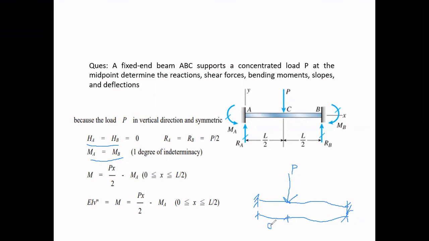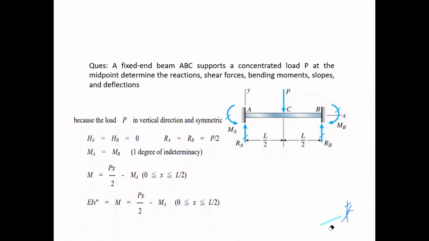then this distance would have been, say, A, and this would have been B. Then, in this case, this MA will not be equal to MB, because the moment at this part will be different from the moment in this part. So also HA will not be equal to HB. So this was a case of a symmetrical beam, but in the case of an unsymmetrical beam, the condition will not be like this. So in those cases, we need to solve these equations more precisely in order to calculate all the unknown reactions.